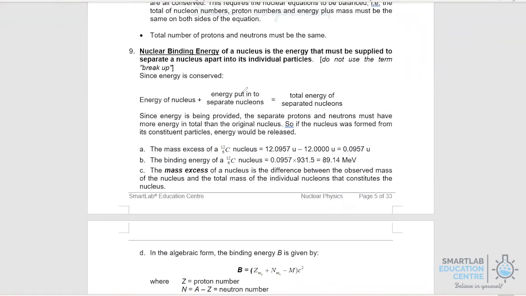Let's now define nuclear binding energy. Nuclear binding energy of a nucleus is the energy that must be supplied to separate a nucleus apart into its individual particles, specifically the nucleons, which are protons or neutrons. And we have to use the word separate and do not use the word break up.